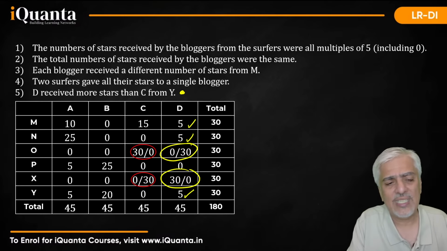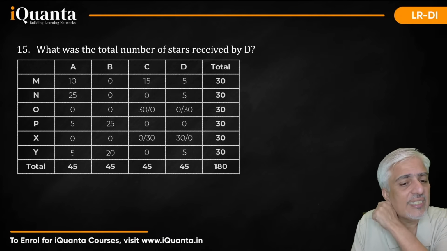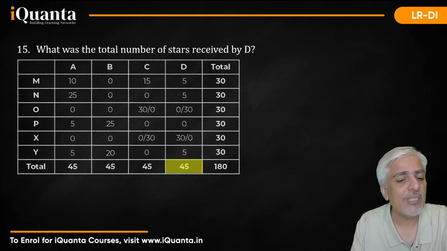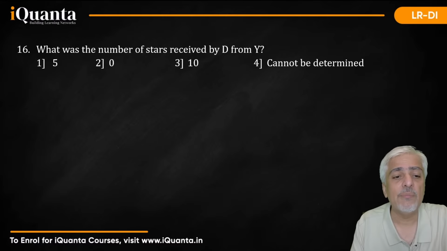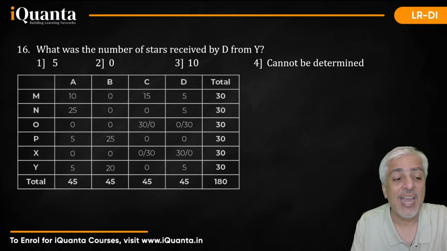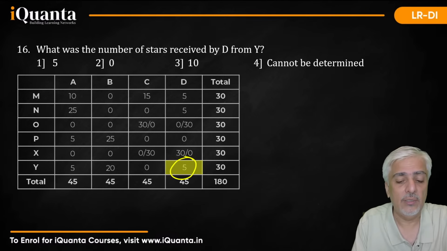Set is over. All 5 questions can be answered like anything. What is the total number of stars received by D? So D has received how many stars? 45. That's what we said in the starting only, it was the easiest question. What was the minimum number of stars received from D from Y? That was also the easy one. We had got this very quickly if you remember.